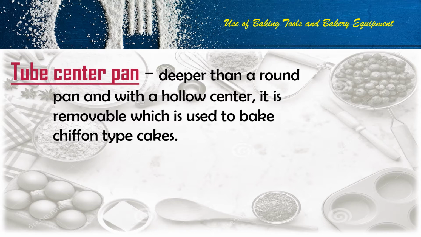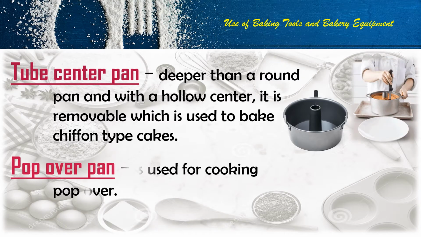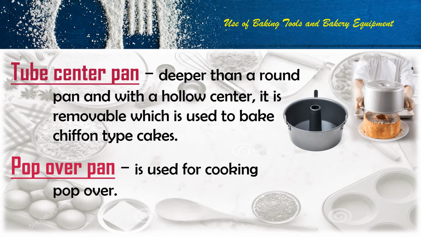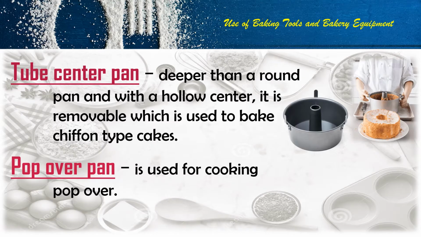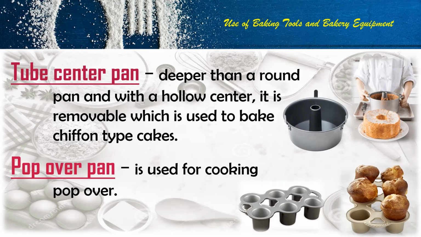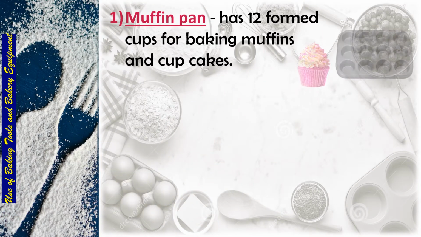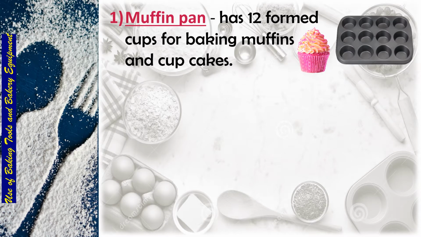Next is we have the tube center pan. Tube center pan is deeper than a round pan and with a hollow center. It is removable, which is used to bake chiffon type of cakes. So this is an example of tube center pan. Next is we have the pop-over pan. Pop-over pan is used for cooking pop-over. So these are some examples of a pan.